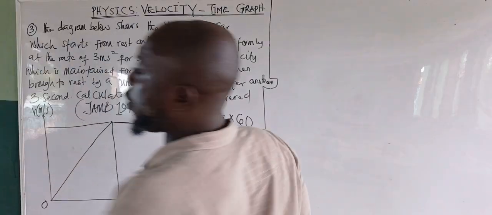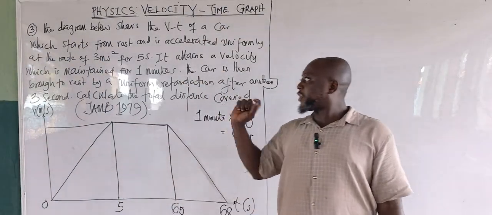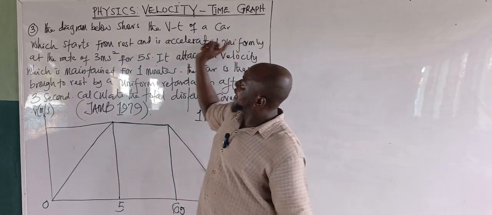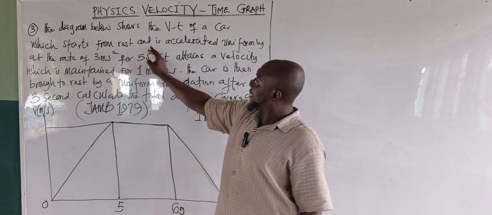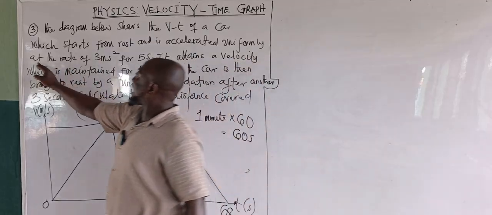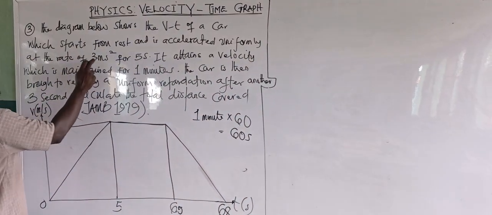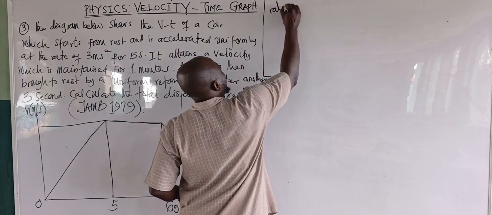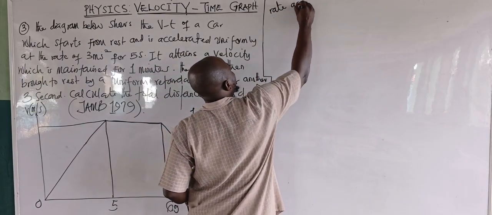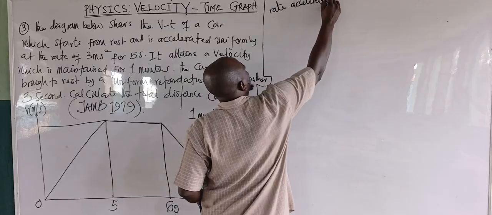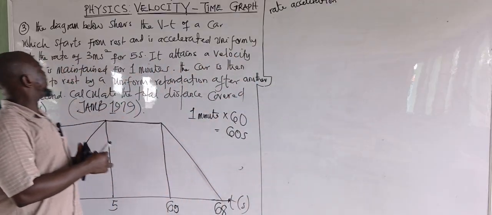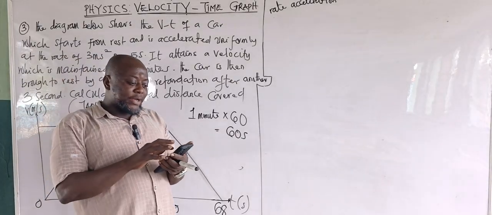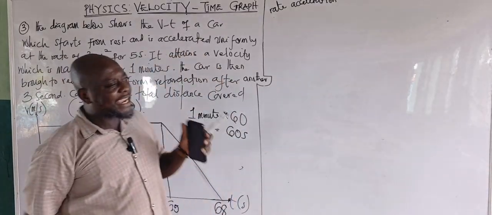All right. So welcome to the number 3 question here. We have that the diagram below shows the VT, velocity-time graph, of a car. We start from rest and it accelerates uniformly at the rate of this. Please bear in mind that whenever we talk about rate, we are talking about acceleration. That's the concept. And even if you are not told, check the unit. The unit is 3 meter per second square. Acceleration is measured in meter per second square.